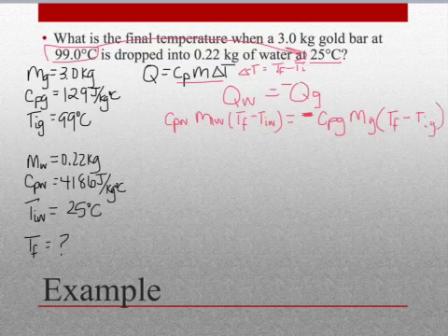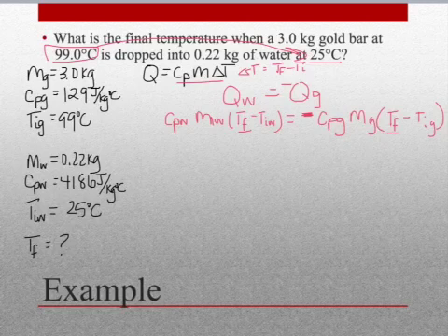Now, for those of you who like to solve for temperature final, this is a little bit of a difficult problem to do, and I find it easier to plug in all the numbers, calculate them, and then solve for temperature final because we have it on both sides of the equation. So if you struggle with this in class, be sure to ask me so I can help you with the math because it's just a little bit more confusing than normal.